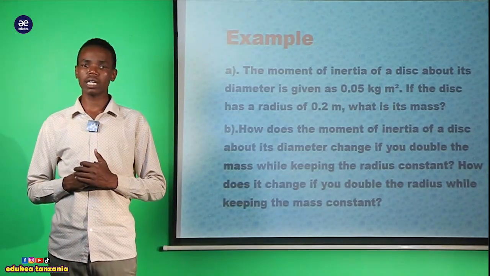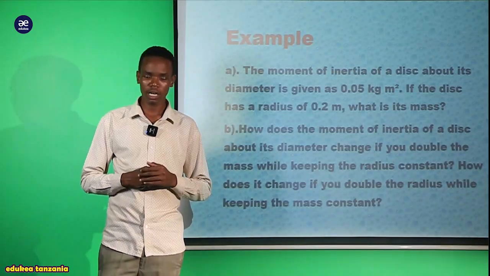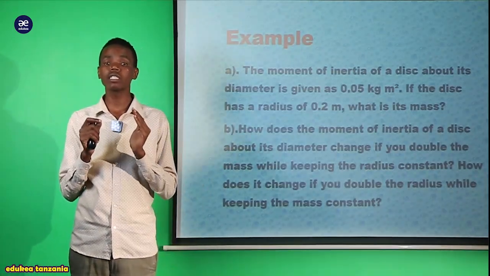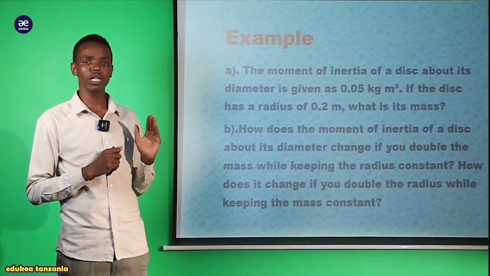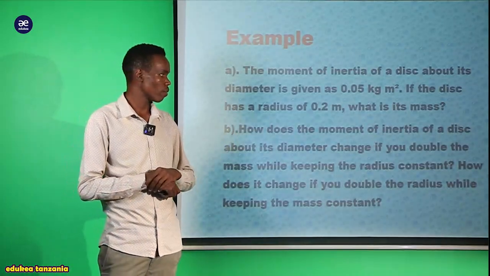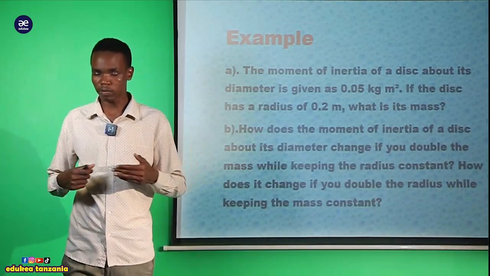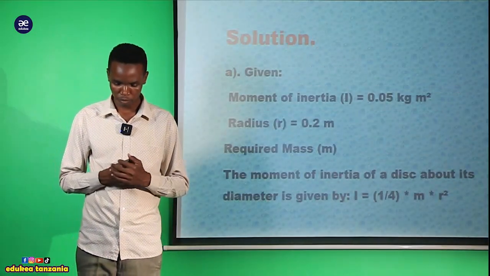So let us start with the question on Roman A. We have been asked to identify the mass of the disk if we have the moment of inertia of that disk, and also we have the radius of that disk. Now how can we identify the moment of inertia?